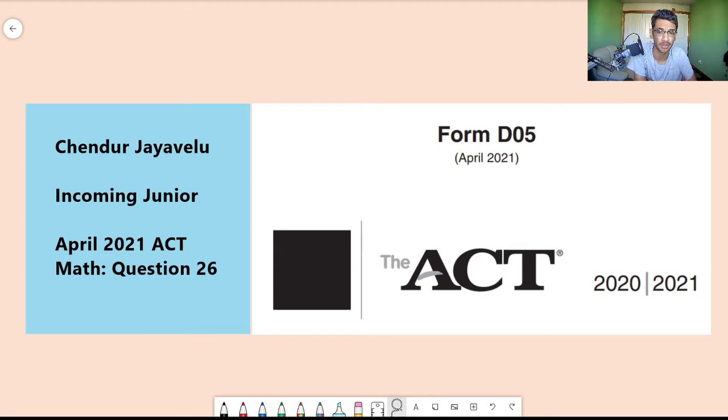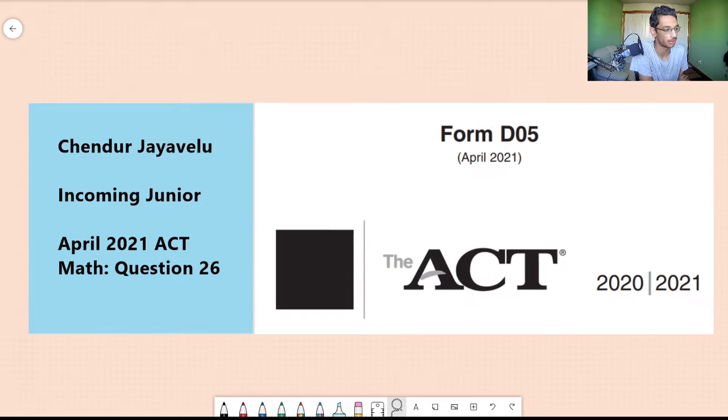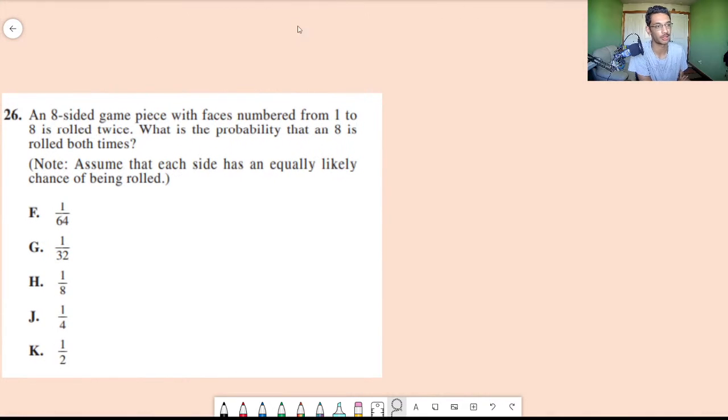I'm an incoming junior in high school, and today we're going to be looking at question 26 of the April 2021 ACT Math section. So let's get to it. Okay, question number 26. An 8-sided game piece with faces numbered 1 through 8 is rolled twice. What is the probability that an 8 is rolled both times?